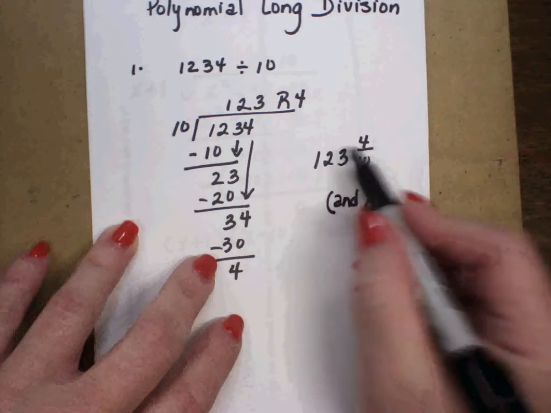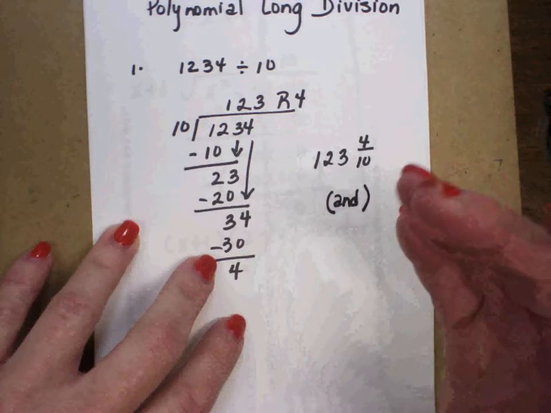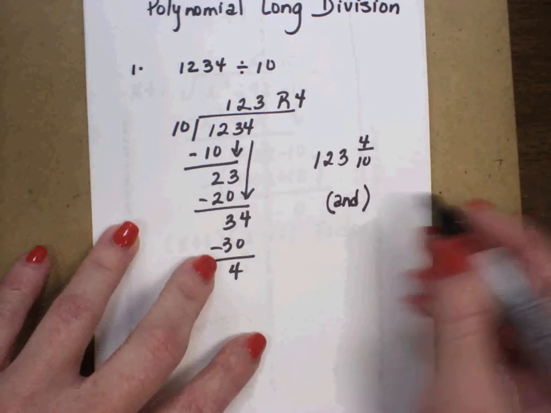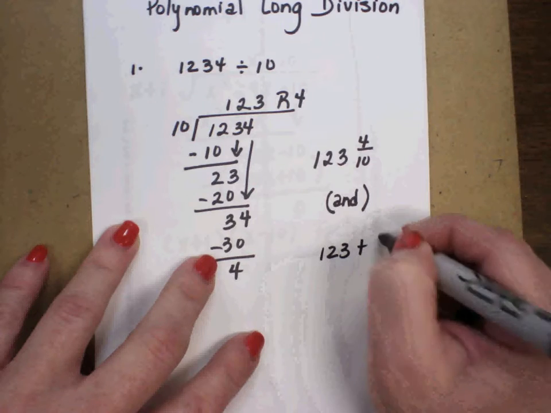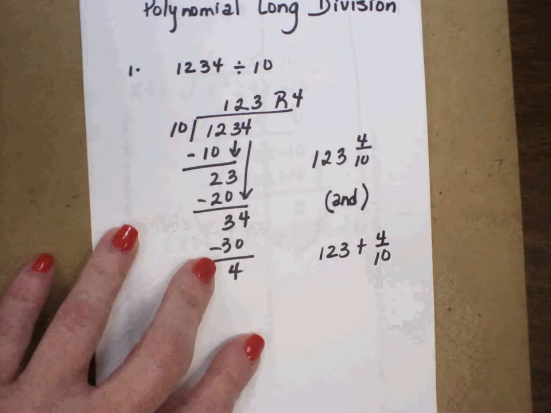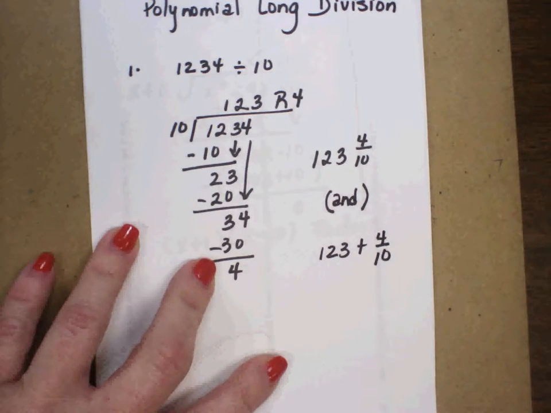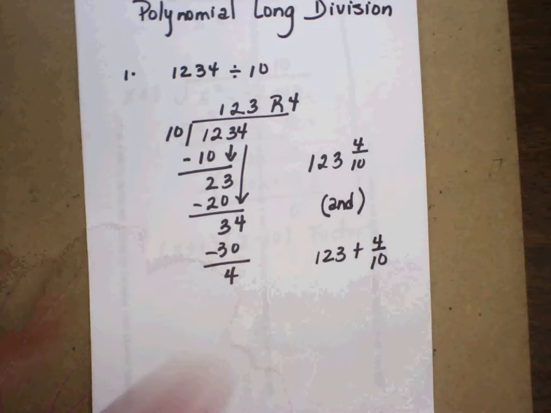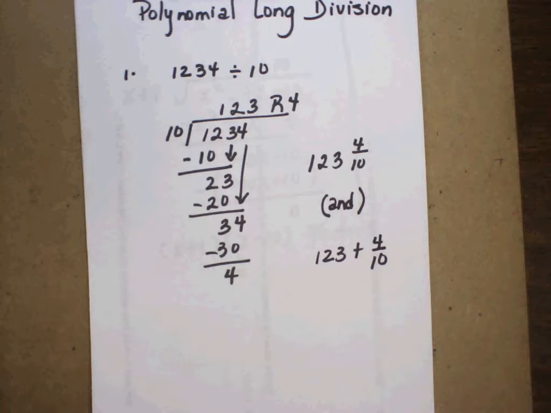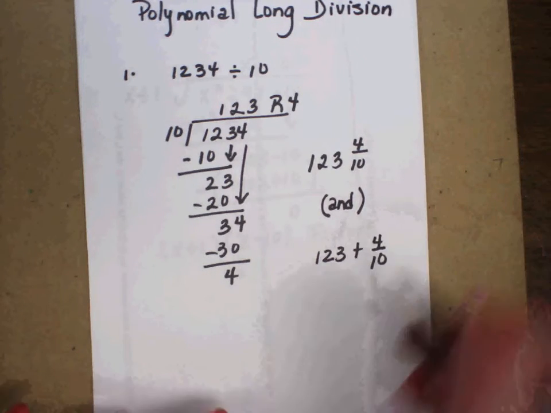So you can technically also write it like this. Correct? 123 and 4 tenths. You got $123 and then 4 tenths. Yes? 4 dimes? It is, because you divided. It's 0.4. You got it.